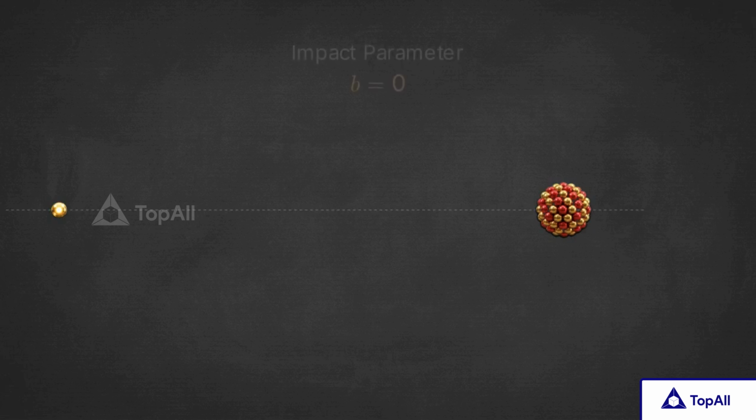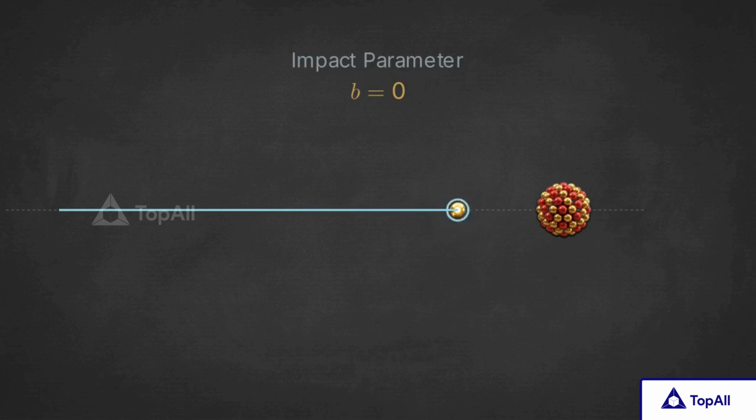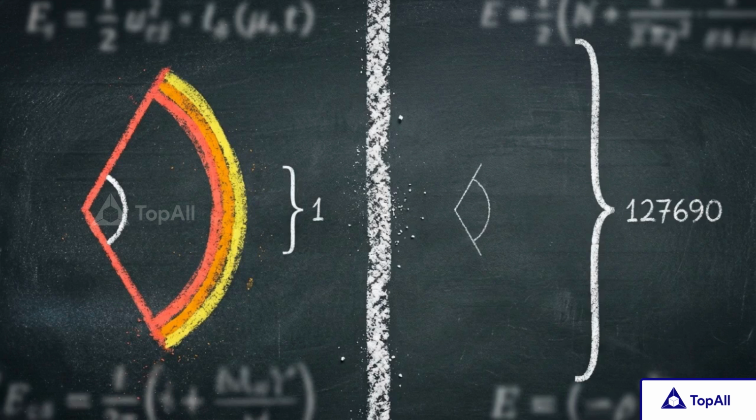In the rare case where the impact parameter is 0, the collision is head-on. The particle stops momentarily before reversing its direction entirely. These scenarios reveal a clear mathematical relationship. The scattering angle is inversely proportional to the impact parameter.